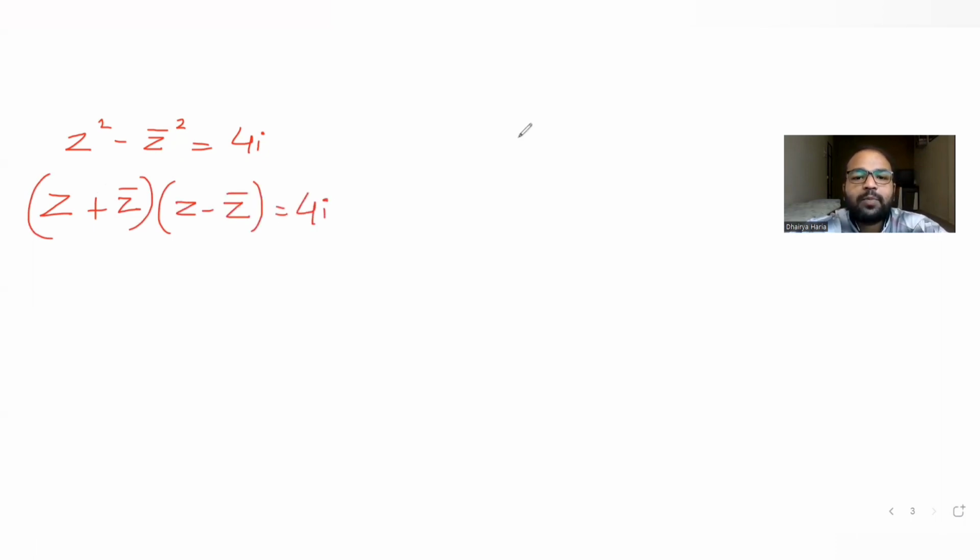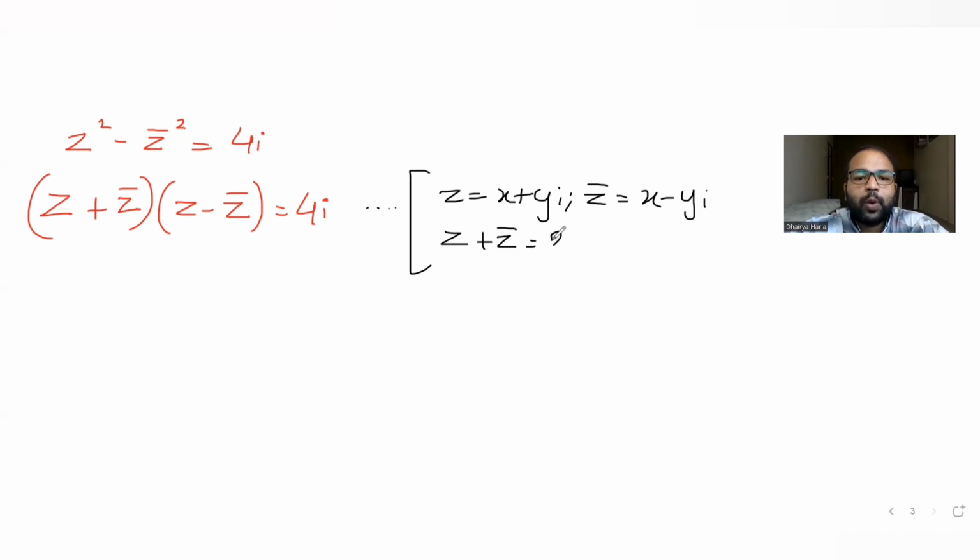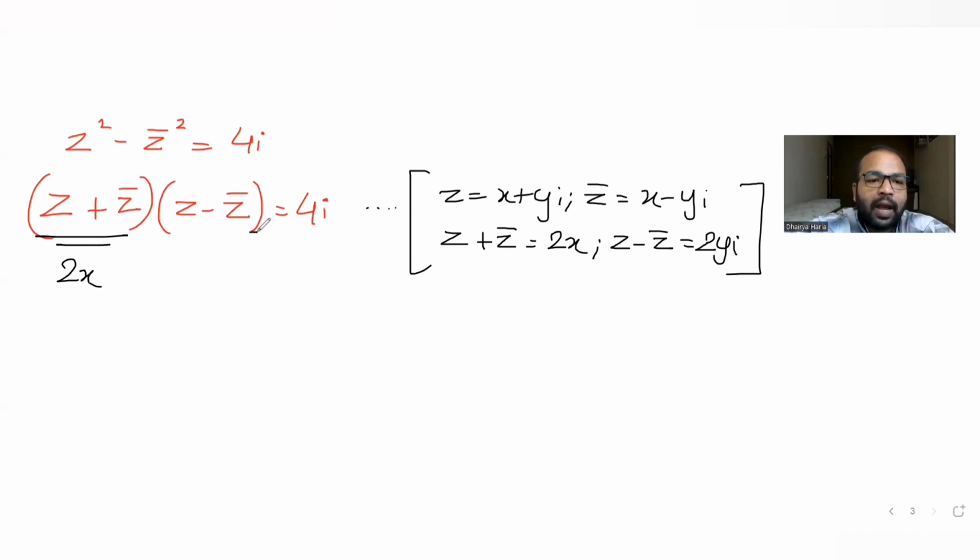Now, we had the expression that Z is x plus yi, and the conjugate of that, Z bar, is x minus yi. If I take the sum of them, it makes it 2x. If I take the difference between them, it makes it 2yi. So if I write the sum as 2x and the difference as 2yi, multiplied, what I get here is that this i gets cancelled out.